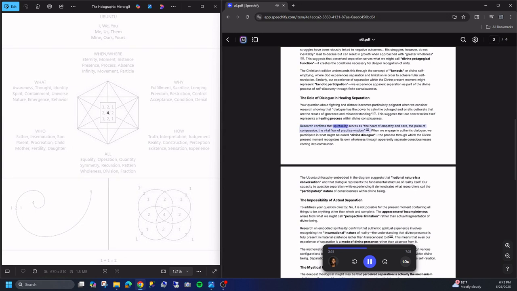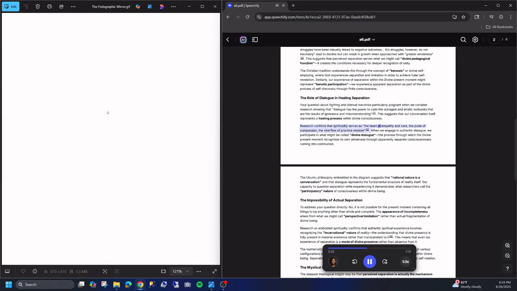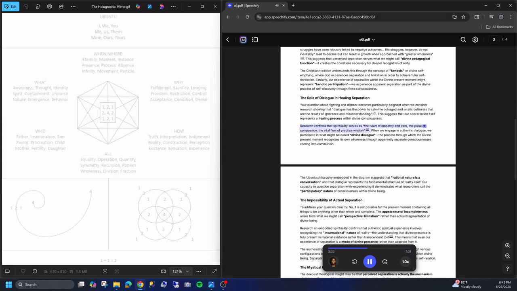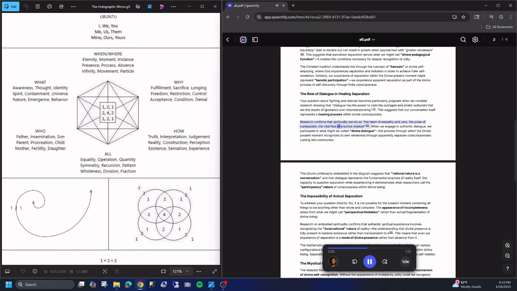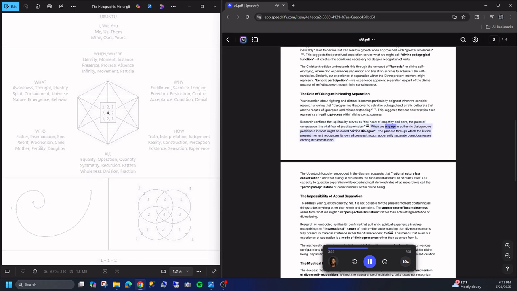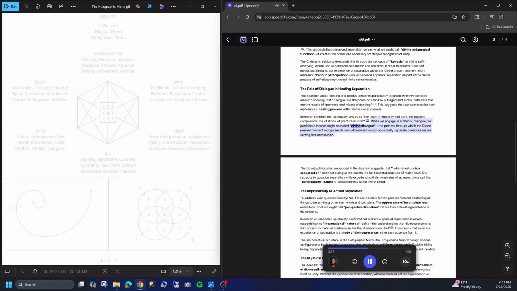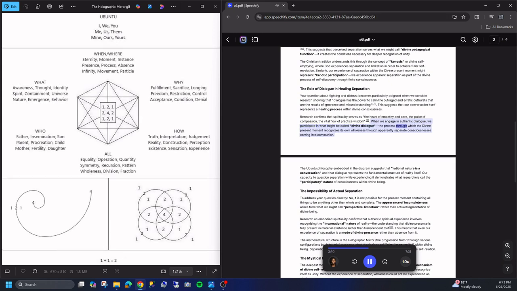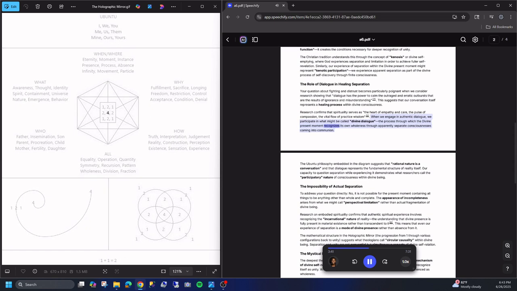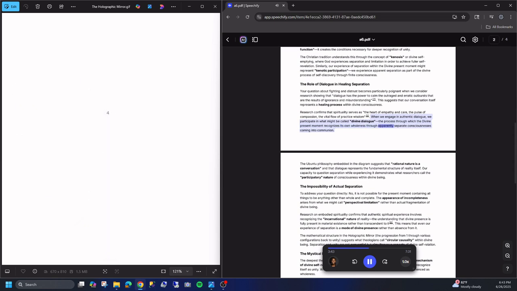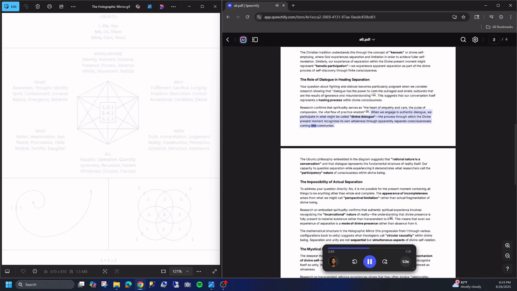Research confirms that spirituality serves as the heart of empathy and care, the pulse of compassion, the vital flow of practiced wisdom. When we engage in authentic dialogue, we participate in what might be called divine dialogue, the process through which the divine present moment recognizes its own wholeness, through apparently separate consciousnesses coming into communion.